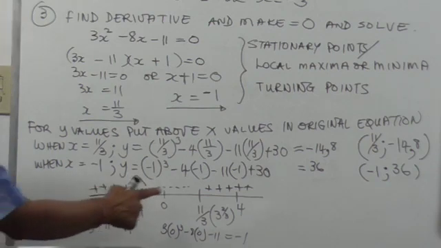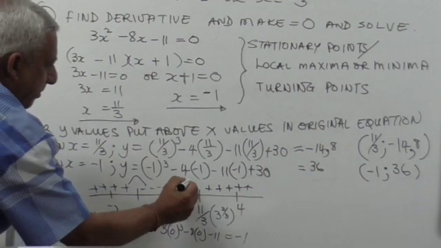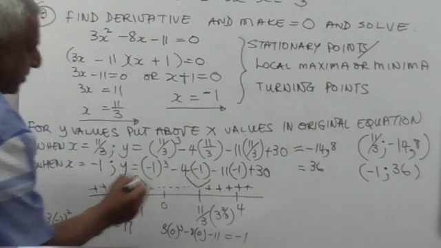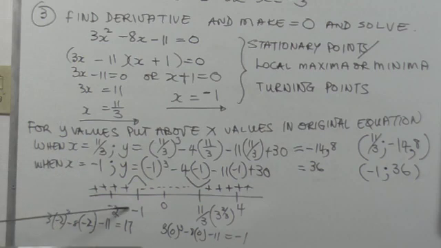Positive to negative. And here it is going from negative to positive. So you know that this one with the -1 is a maximum turning point, and you know that this one with 11/3 is a minimum turning point. So that's a way in which you can determine whether it's going to be a maximum or a minimum. Very, very useful instead of trying to guess.